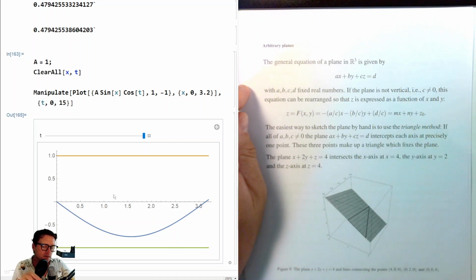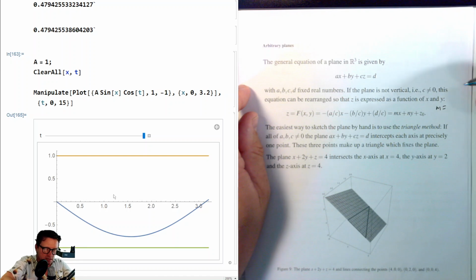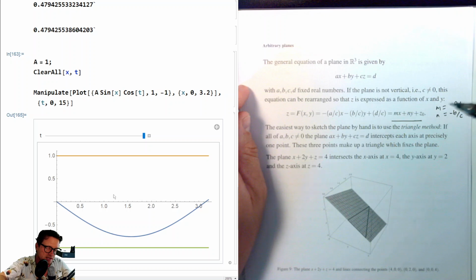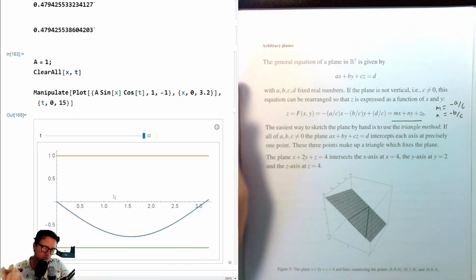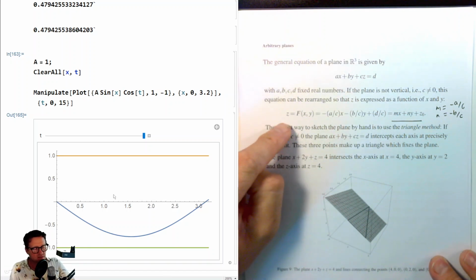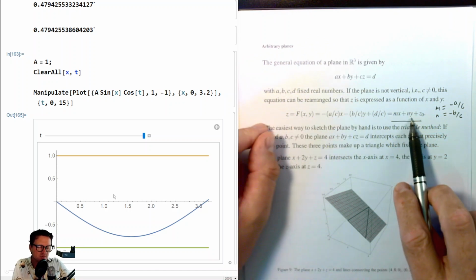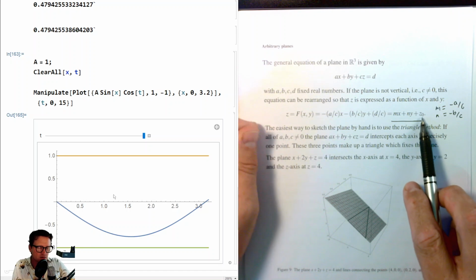Okay, and if we call m equal to minus a over c and n equal to minus b over c, then this is what we have, and we call d over c equal to z0, right? Because that's what happens when you have x equals 0 and y equals 0. You get a z value when x and y are both 0. So why not call that z0? So z is equal to a function of x and y, m times x plus n times y plus z0. Right?